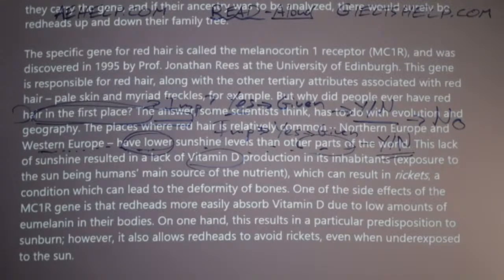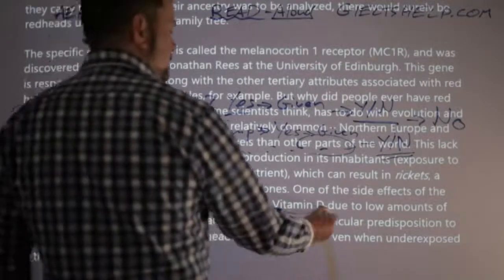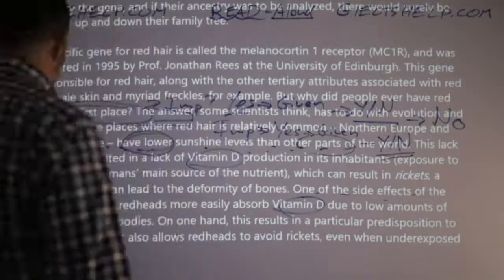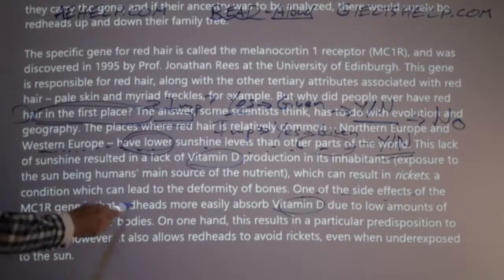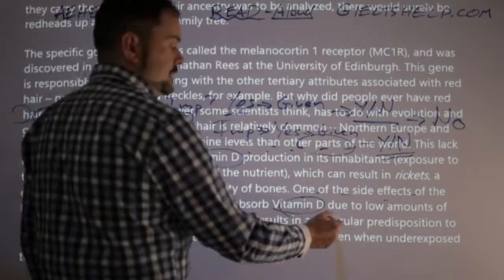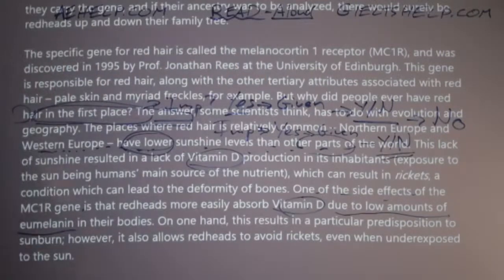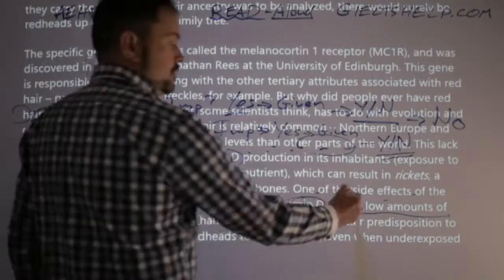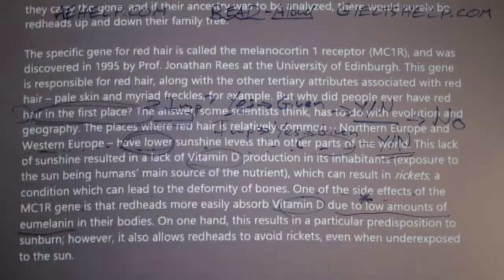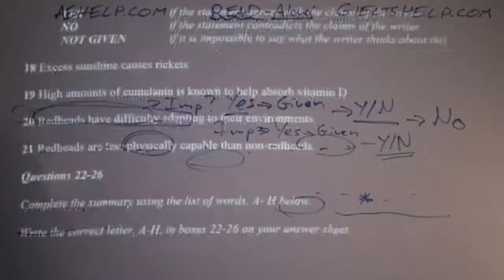Okay. All right. So let's see. Okay, there's vitamin D again. So one of the side effects of the MC1R gene is that redheads more easily absorb vitamin D due to low amounts of eumelanin. So here I take special notice of the words low amounts of eumelanin. Okay, and then I look at the yes, no, not given.